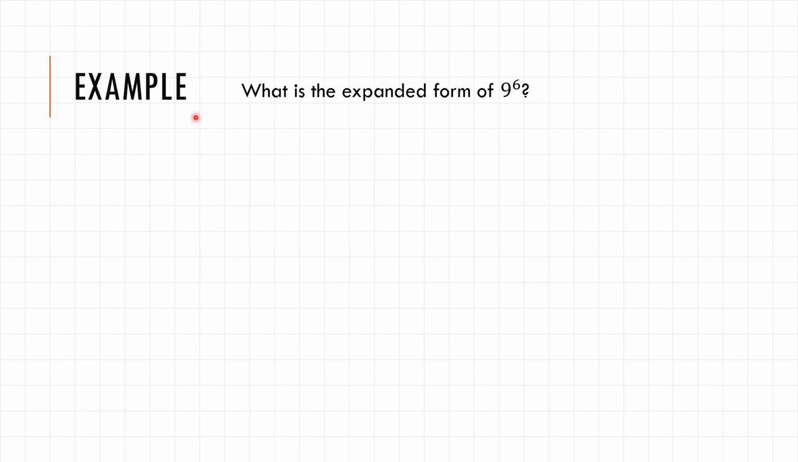To get some practice in this, ask yourself, what is the expanded form of 9 to the power of 6? You can pause the video here and then resume it when you've figured it out. Well, 9 to the power of 6 simply means we're taking this number here, 9, and we're multiplying it by itself a total of 6 times. And that's it. Now you're ready to start this unit.